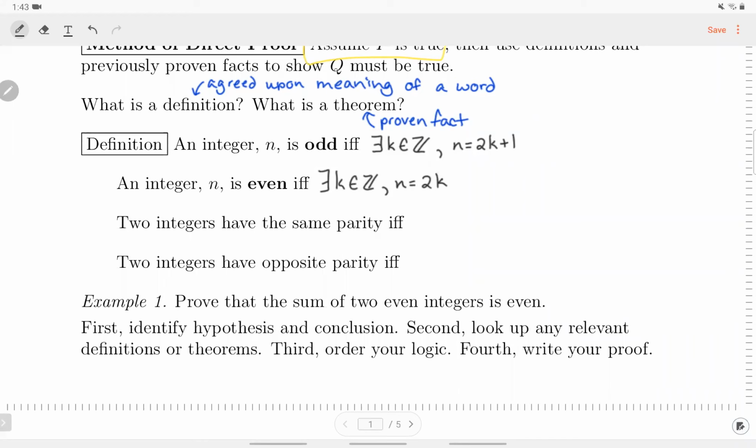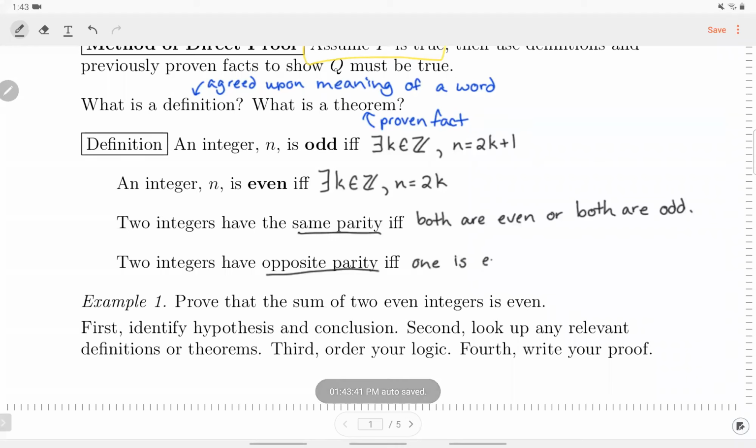All right. Some other related language. Two integers have the same parity if and only if both are even or both are odd. And it's just easier to say same parity than to say both are even or both are odd. Opposite parity is going to mean you have one of each. So one is even and one is odd. Doesn't matter which one's which.